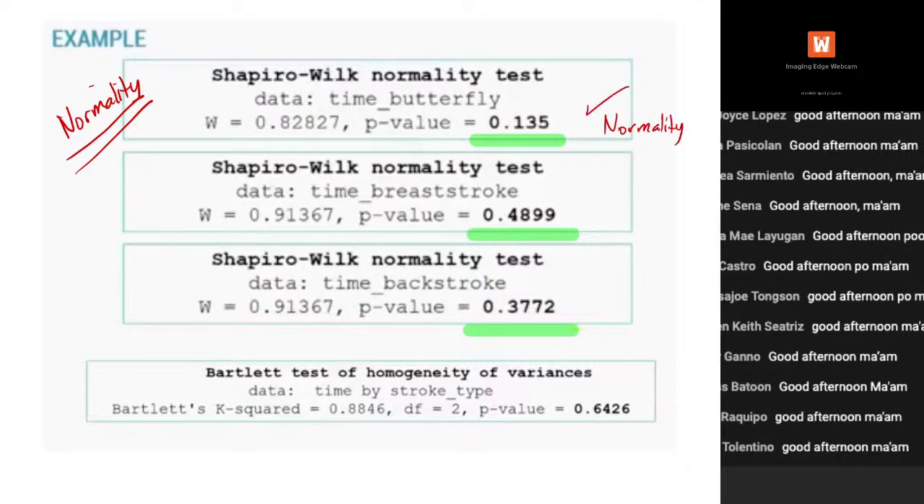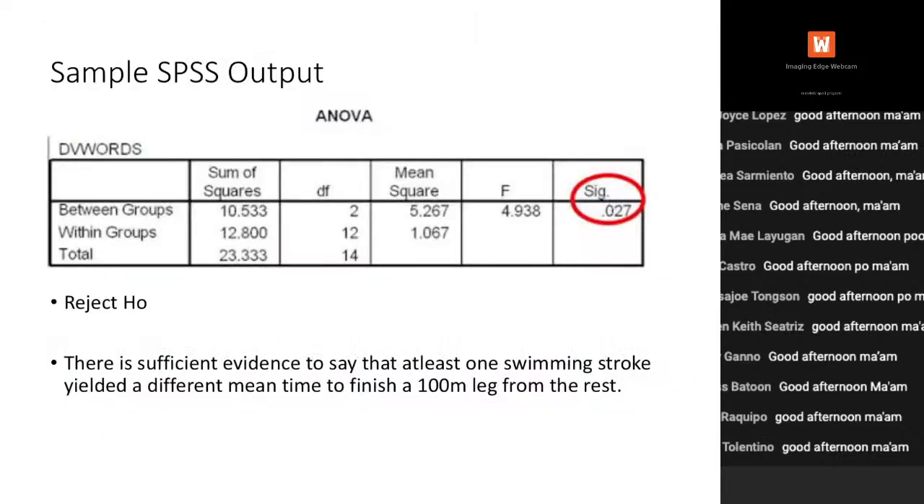Check. Satisfied. Yung 4, equal variances. Meron pang test dun? Yes. The Bartlett test of homogeneity of variance, or equal variance. Ayun din siya. P-value of 0.6426. So, check, okay, equal variances. So, all the assumptions are satisfied. Now, we can proceed to F-test. Okay? F-test or ANOVA. F-test.